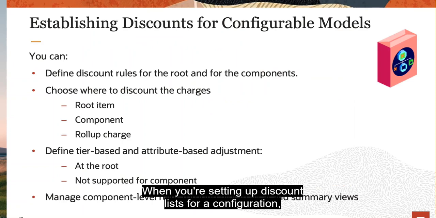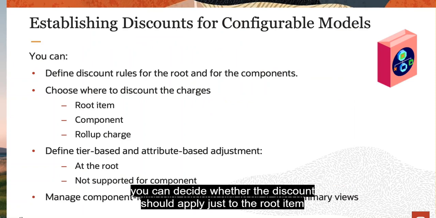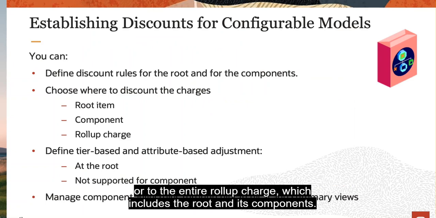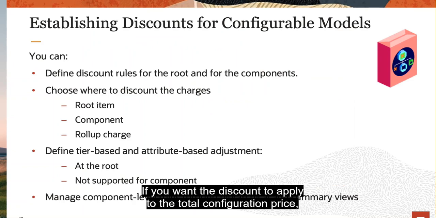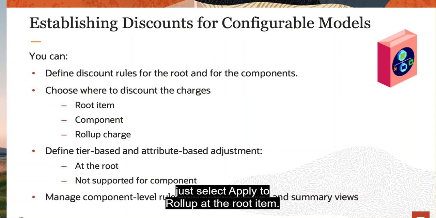When you're setting up discount lists for a configuration, you can decide whether the discount should apply just to the root item or to the entire rollup charge, which includes the root and its components. If you want the discount to apply to the total configuration price, just select Apply to Rollup at the root item. The system will calculate the rollup charge at runtime.